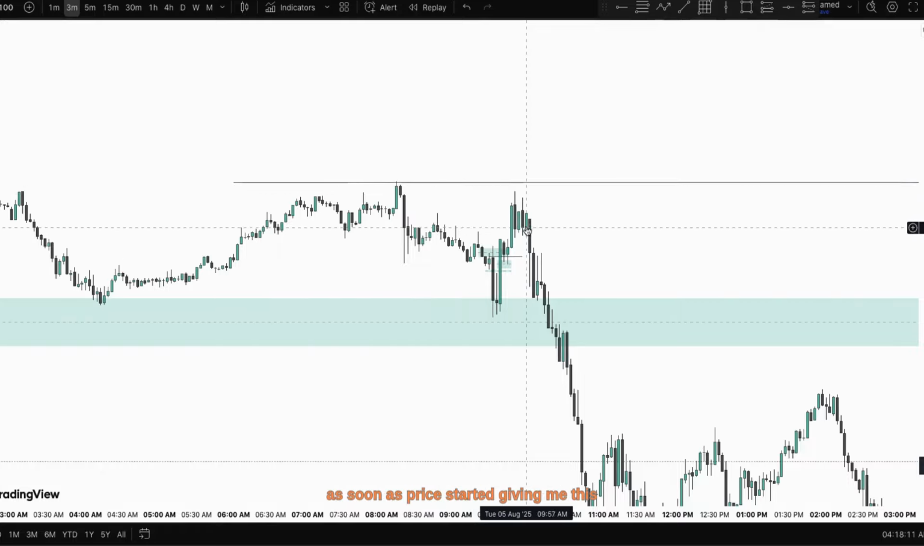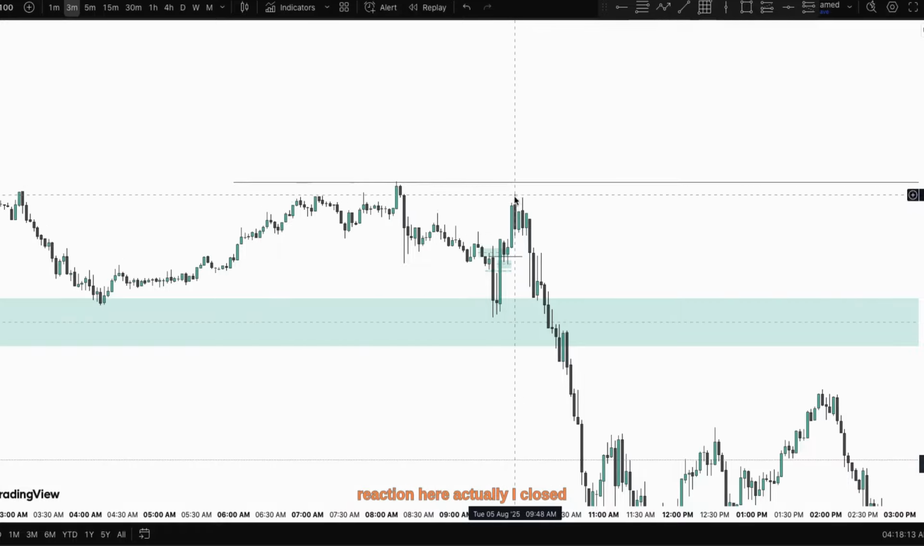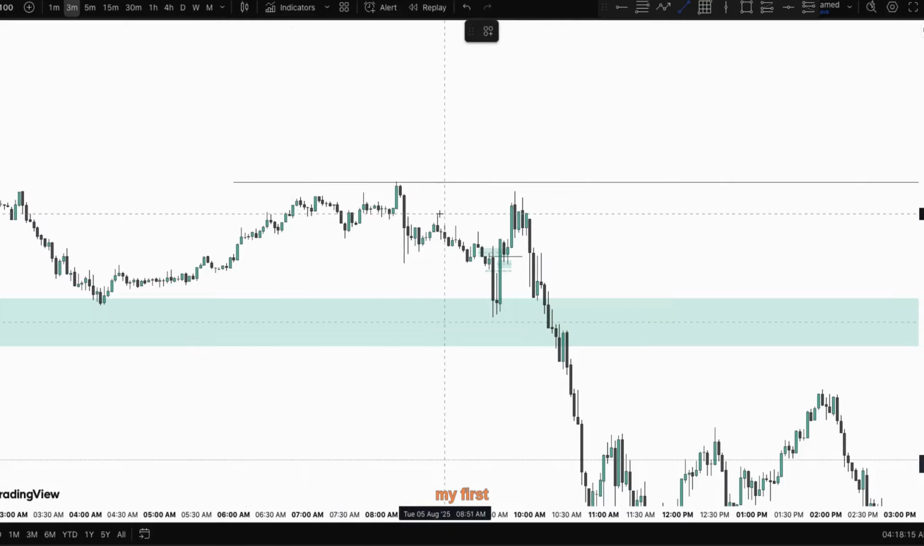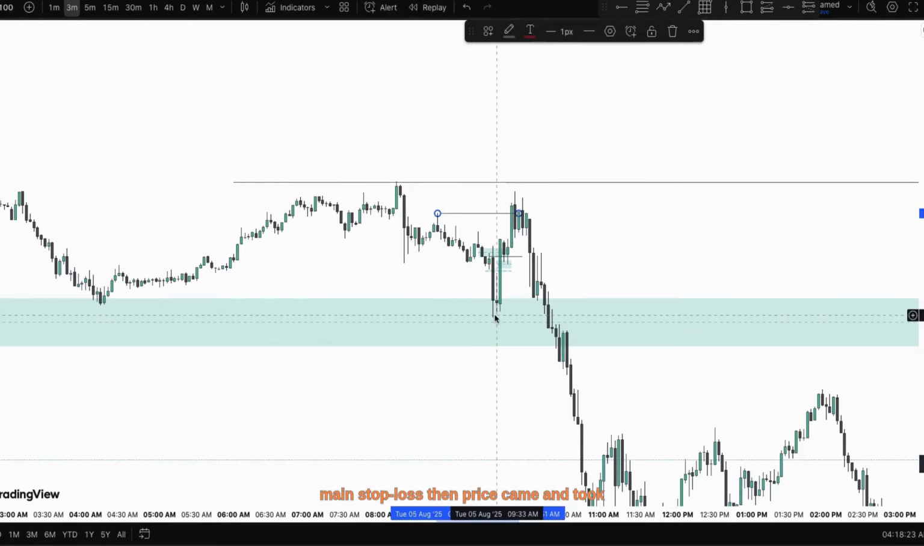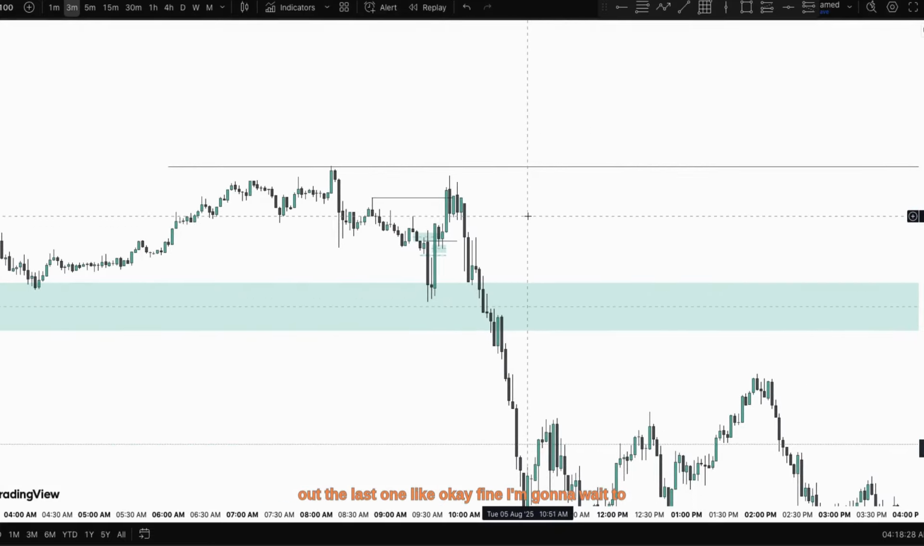So as soon as price started giving me this reaction here, actually I closed my first position here, and I started getting some reaction here. I closed more. Then I still hold my main stop loss. Then price came and took out the last one. I'd be like, okay, fine. I'm gonna wait to see what price really wants to do.